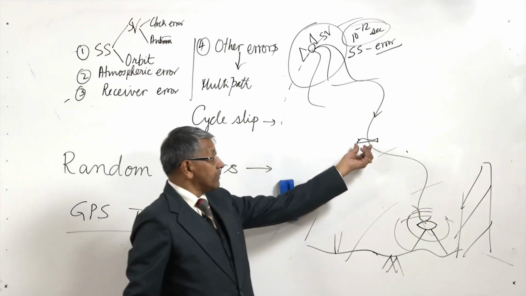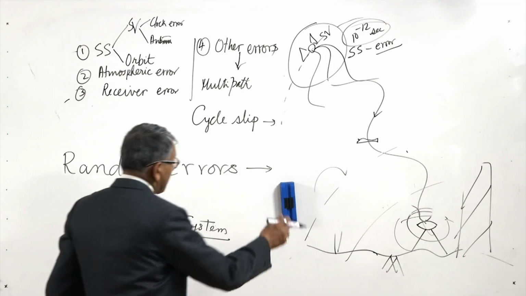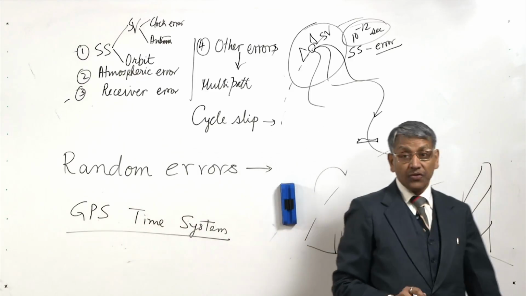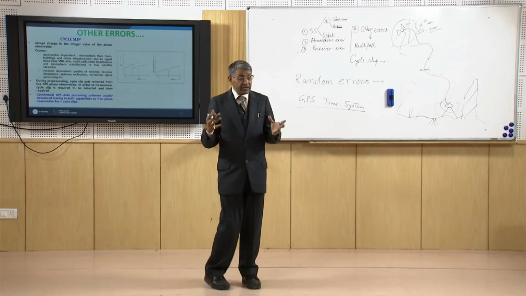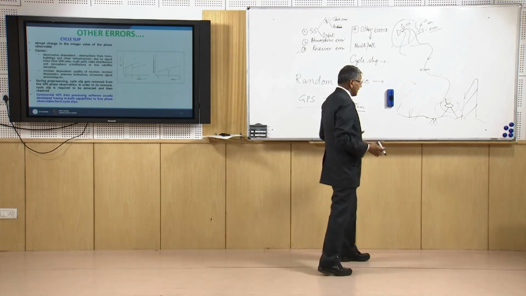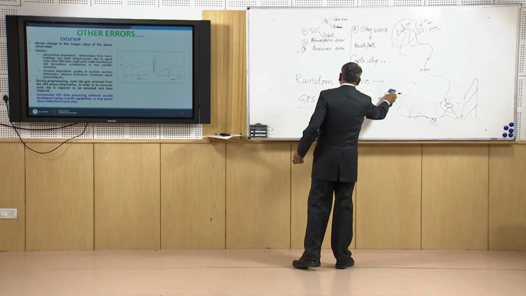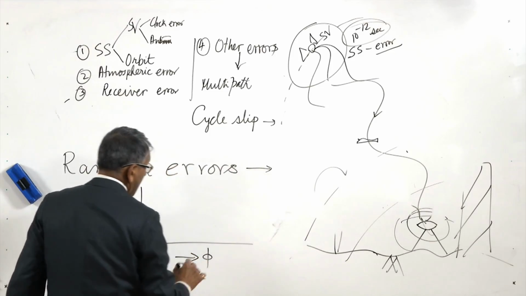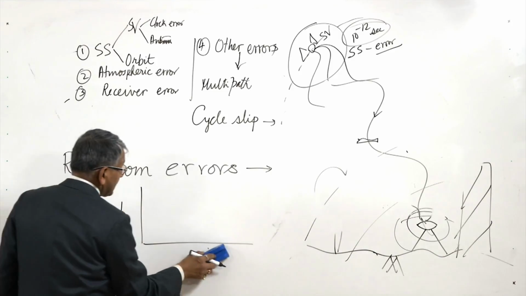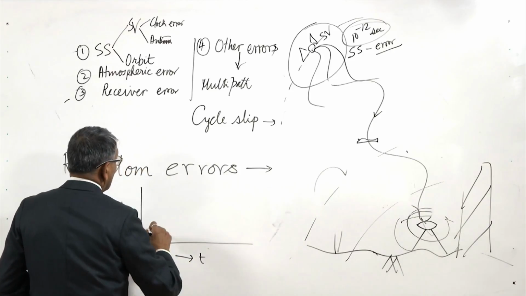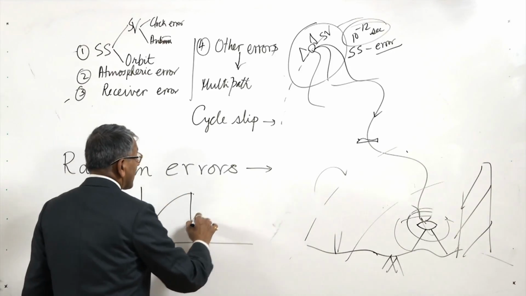So for some time this aeroplane will obstruct the signal, and once it leaves, the signal will again come to the receiver, as a result of which the integer ambiguity will be restarted, and a new integer ambiguity will come. So if we plot the phase observable, number of cycles by time, you will find it is increasing. Suddenly it may decrease and then again it will increase.